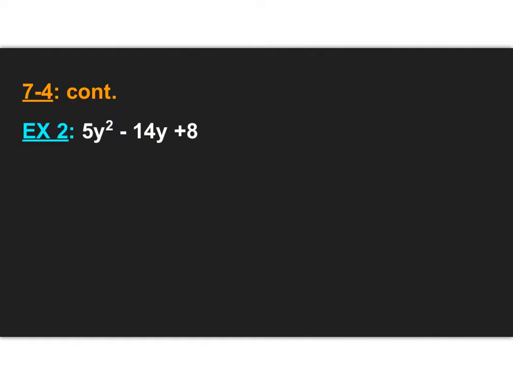So in example 2, we have introduced a negative. So nothing changes. We're still going to take a times c and look for negative 14. So here's our t-chart. And then if I go too fast, just pause the video, think about what we've done, and then rewind or restart.